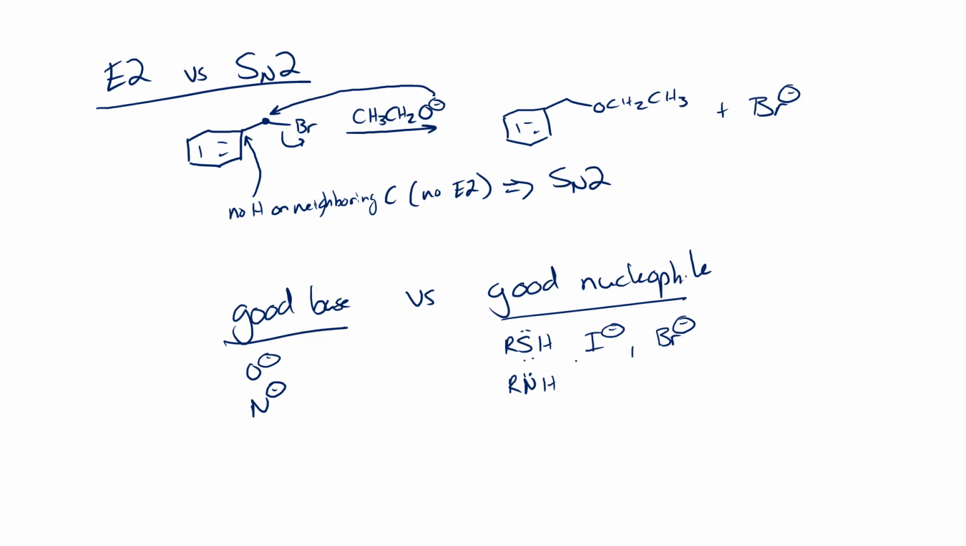As we go further down the periodic table, we tend to get better and better nucleophiles. So things like phosphorus, that has a lone pair, would be a good nucleophile, but not a very good base. So O minus and N minus tend to be good bases. Other things tend to be good nucleophiles. So that's just a general rule of thumb for these kinds of things.